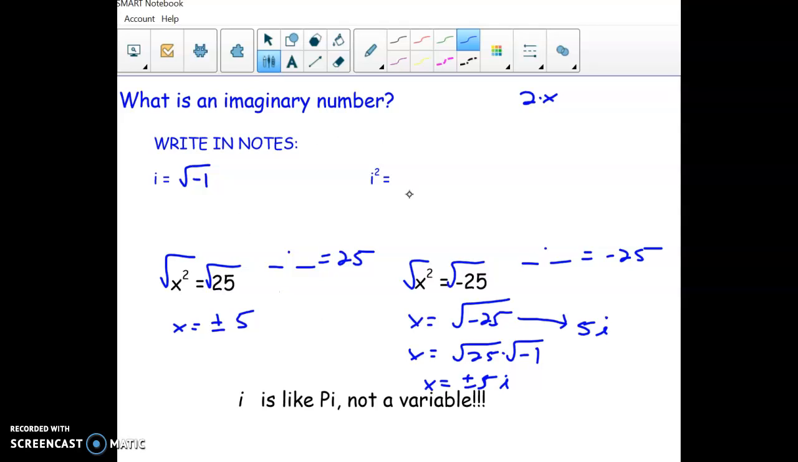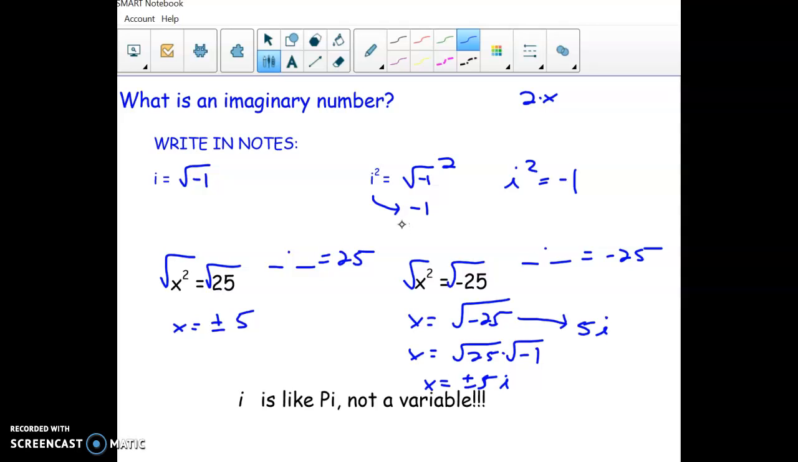One other thing you might want to note, and this will come up in later lessons, is when you have i squared. If I take the square root of -1 and square it, that just becomes -1. So it actually turns back into a non-imaginary number if I square i. That is kind of significant: i squared is actually not an imaginary number, it's just a regular number, -1.